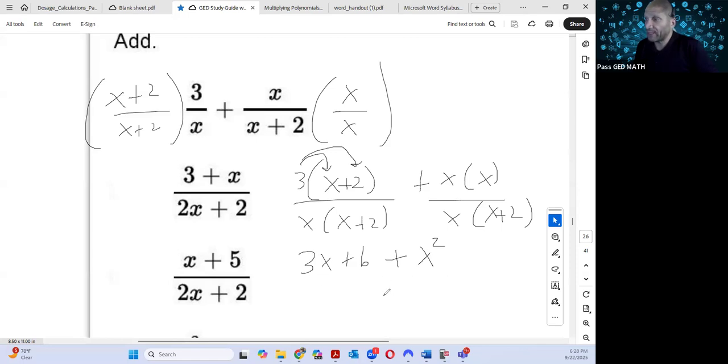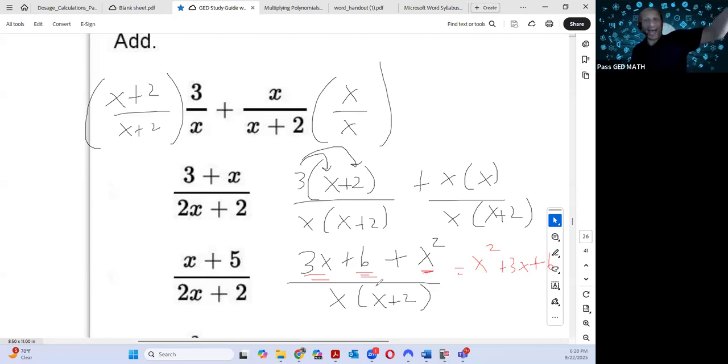On the bottom, we have x times x plus 2. Now I'm going to change the order, because this is what we do: highest degree first. So x squared plus 3x plus 6. All I did was change the order. I put this first, this second, this third, because algebra says highest degree, then go to your variables. So then we have over x times x plus 2.